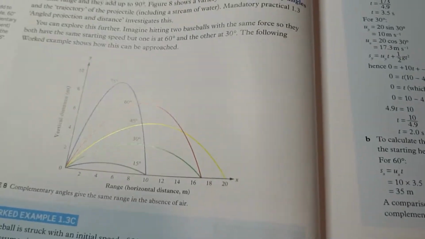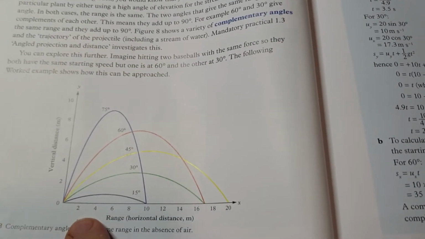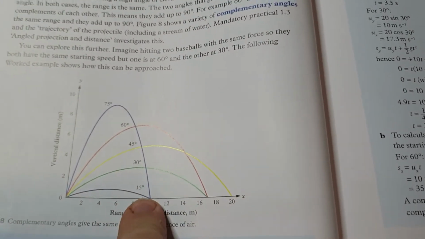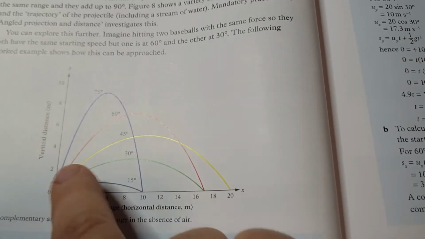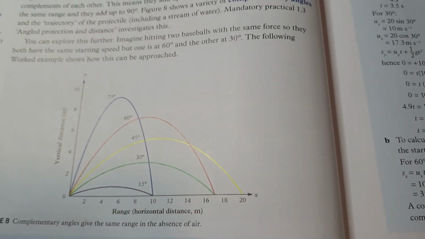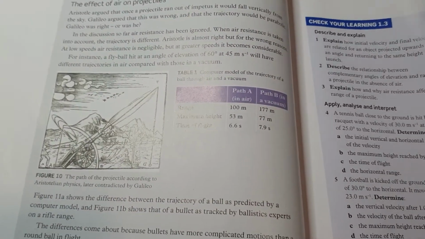So complementary angles, you will get the same range from them. So 75 and 15 adds to 90, you get the same range. 30 and 60, you get the same range. It's easy enough.